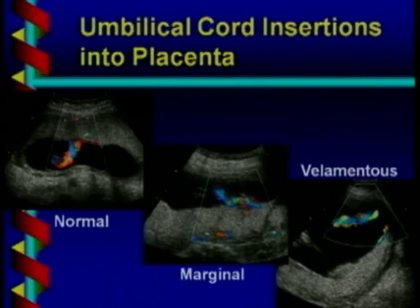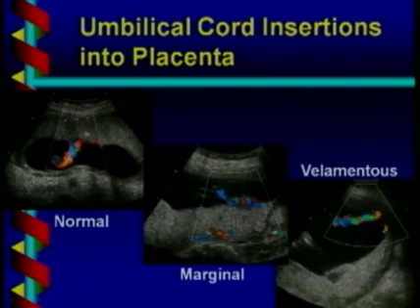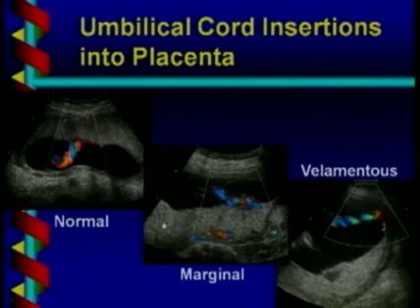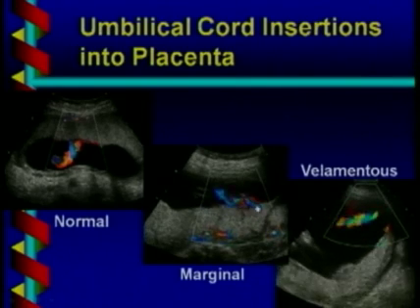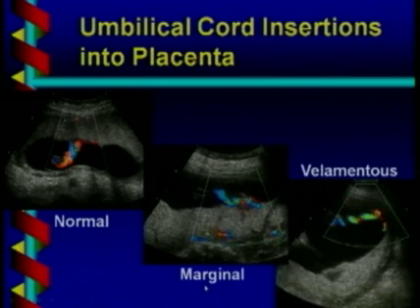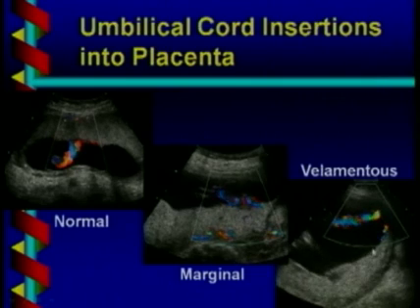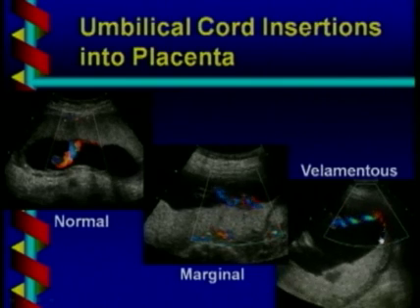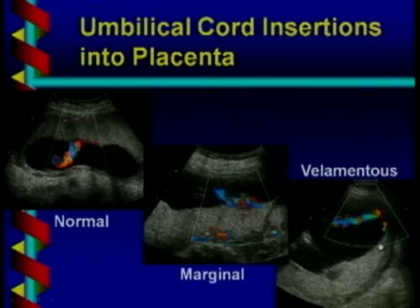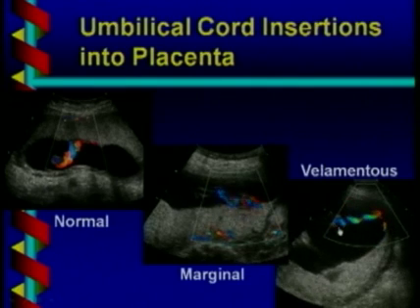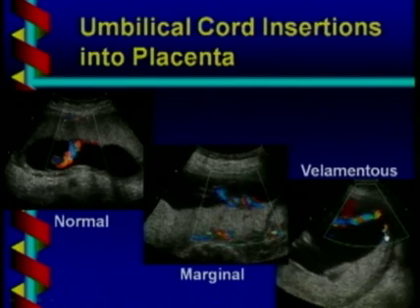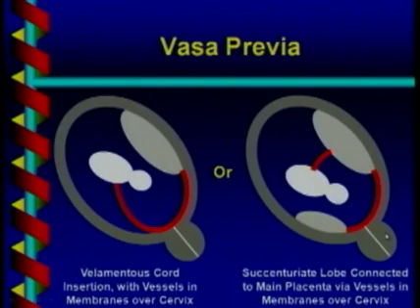And here are examples. This is the normal cord insertion, coming from around the middle of the placenta. Here's the placenta in back, and this is the edge or margin of it, and the cord is coming off right at the margin, the marginal cord insertion. And here's a velamentous cord insertion. The cord comes off somewhere around here, but then instead of going right into the amniotic fluid, it travels under the membranes, and only later does it come into the amniotic fluid. This part is at risk for rupture or compression.